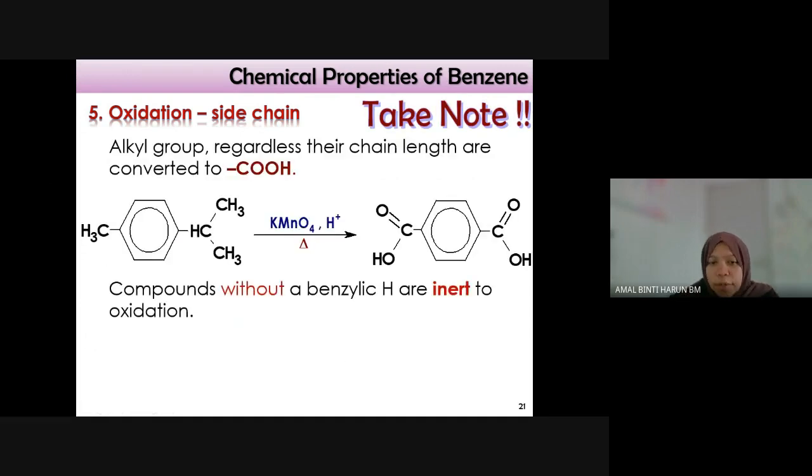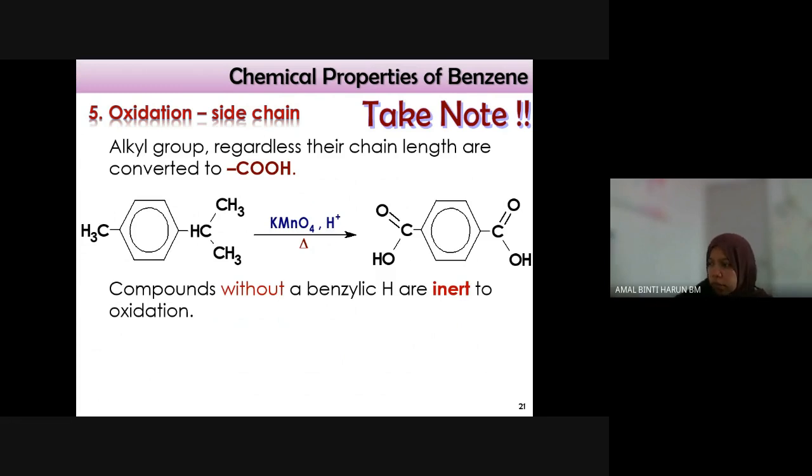Okey, contohnya kalau katakan kita tidak ada ni ada. So di CH3 boleh oxidize. CH ni isopropyl ni carbon ada satu hidrogen. Boleh juga oxidize. So compound without benzylic hydrogen are inert to oxidation. Maksudnya alkyl benzene, alkyl group that attached to benzene, kalau dia tak ada hydrogen ataupun kita katakan there's no benzylic hydrogen, so it won't undergo oxidation.